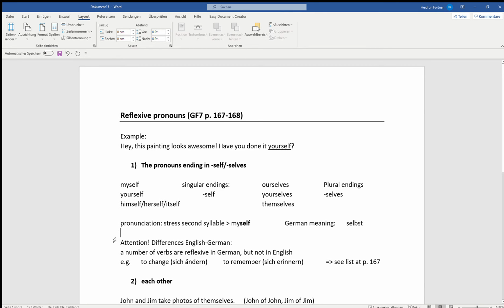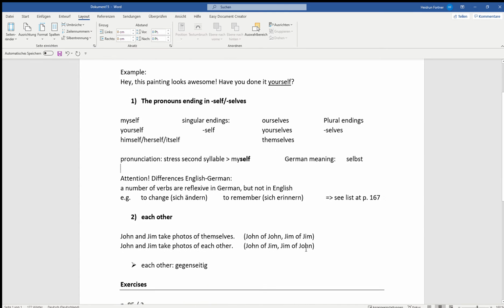Then there's a little attention to be paid. There are differences between English and German. A number of verbs are reflexive in German, but not in English. So for example, to change means sich ändern. To remember means sich erinnern. So you see, in English there is no self, but in German there is. There's a complete list on page 167 in your book, so check it out and read that through. Probably you will see that most of them are too easy.